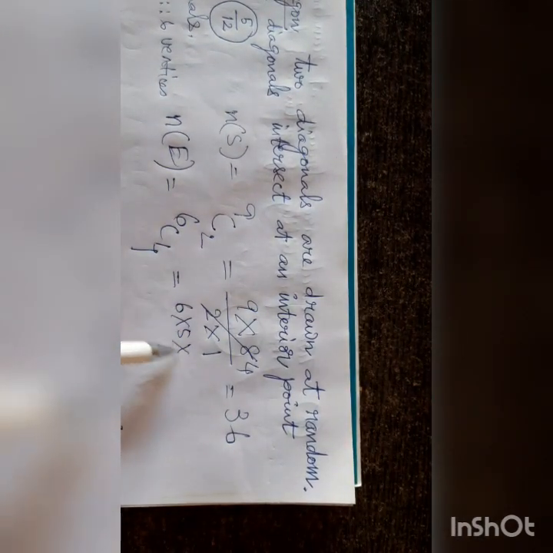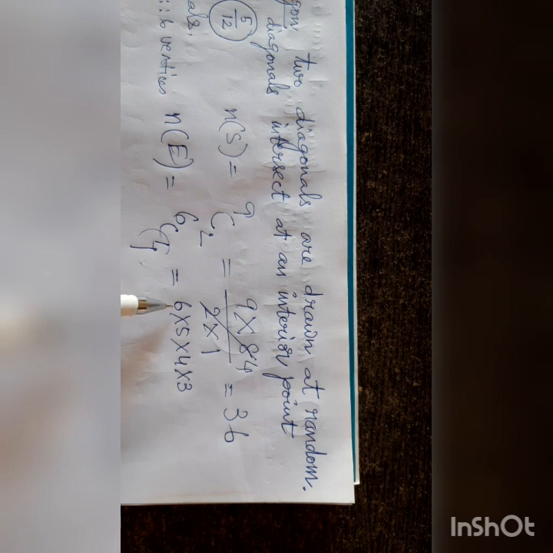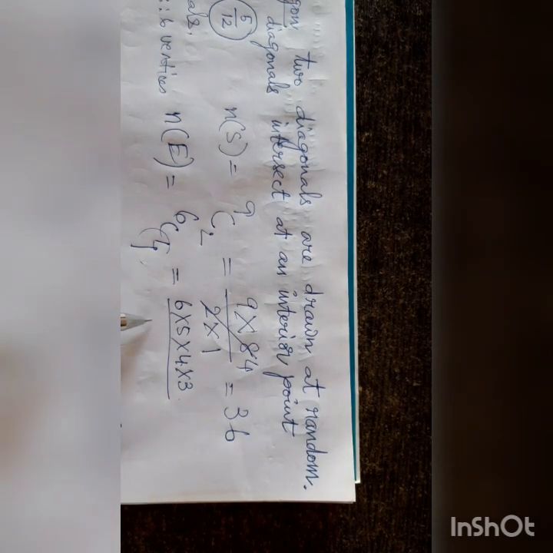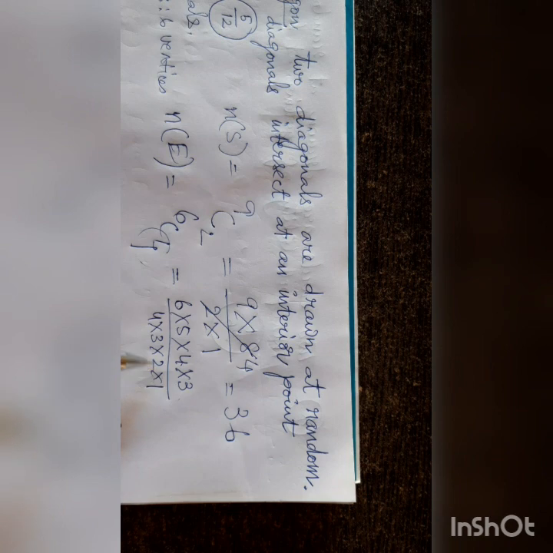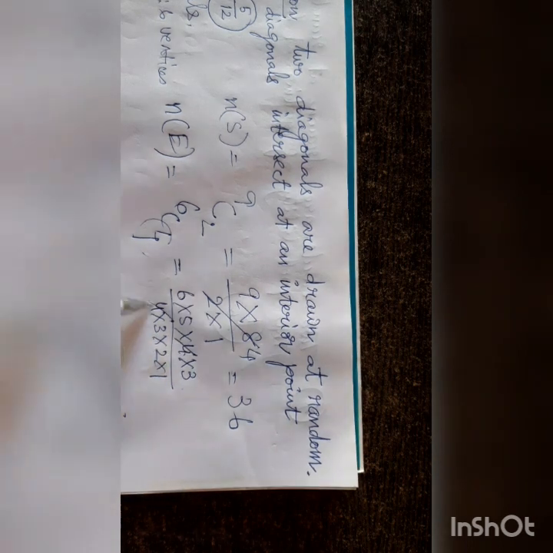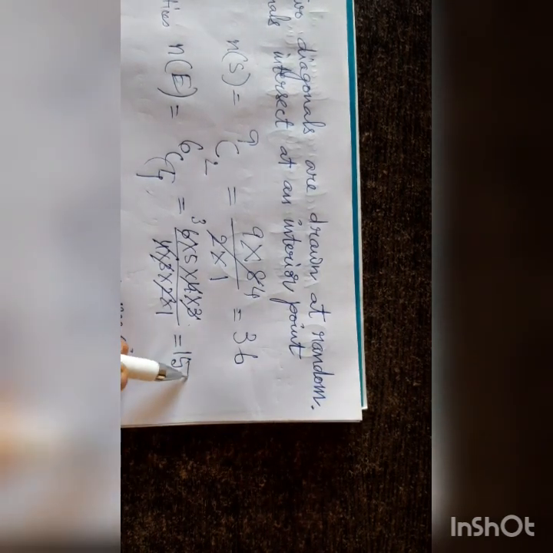This is 6 into 5 into 4 into 3, because this is 4, so 4 factors I have to write backwards. 6, 5, 4, 3 divided by 4 factorial, which means 4 into 3 into 2 into 1. Factorial means you write natural numbers down to 1. So 4 cancels, 3 cancels, 2 threes are 6, and 6 cancels. What we are getting here is 3 fives, equals 15.